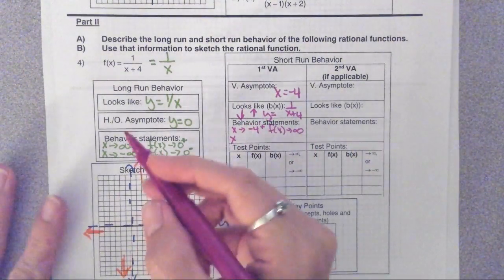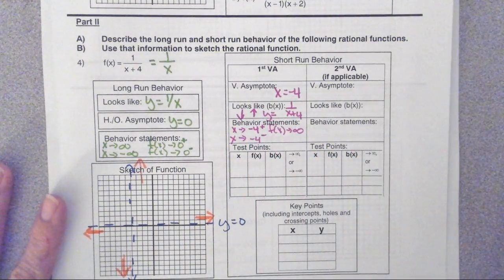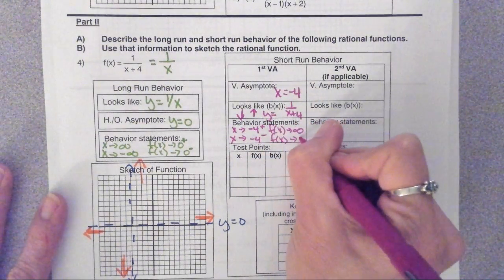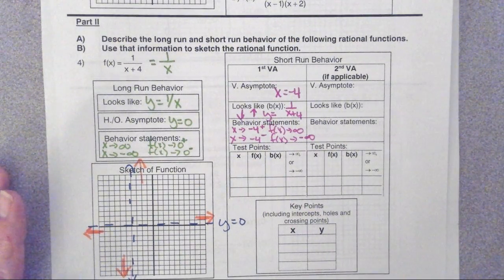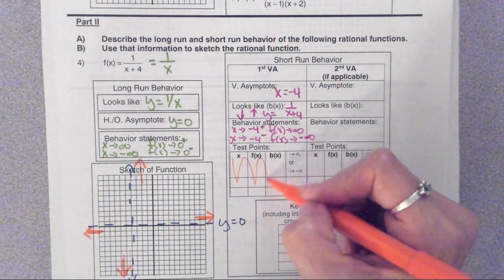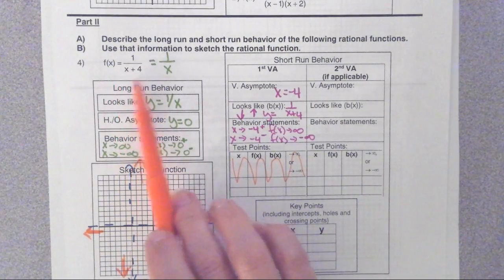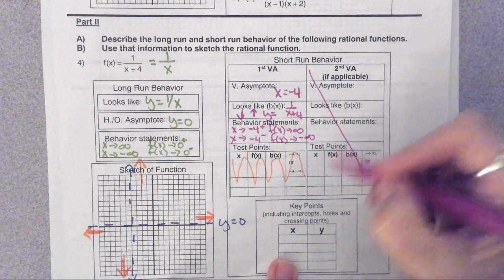And then we're going to go over here on the left side of negative 4. As x approaches negative 4 from the left, I put a little negative guy there, we drew an arrow that went down. So I'm going to write negative infinity. We're not going to do these test points today. You can scratch through those. Do I have anything else in my denominator other than x plus 4? Nope, so that means I don't have a second vertical asymptote.